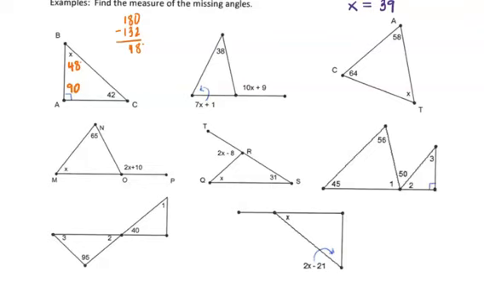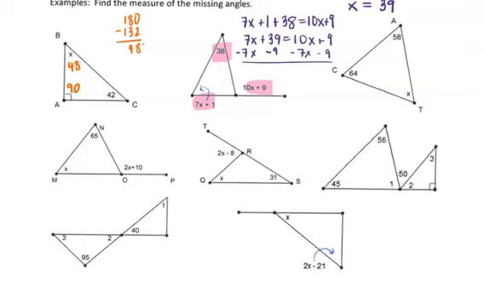Next one, we've talked about this before. These are our 2 non-adjacent interior angles. There's your exterior, so 7x plus 1 plus 38 equals 10x plus 9. Let's combine like terms here. 7x plus 39 equals 10x plus 9. I'm going to get my variables over to the right, get my constants over to the left. I would get 30 is equal to 3x, which means that x would be 10.